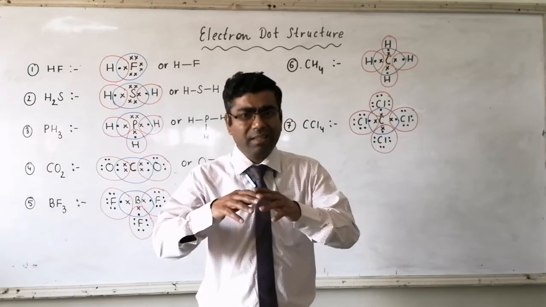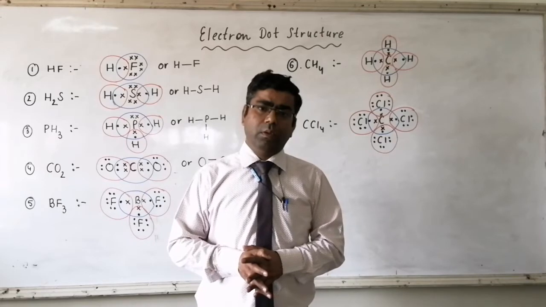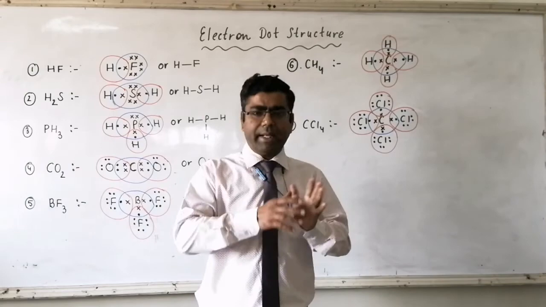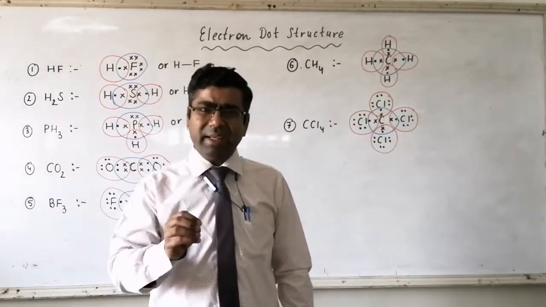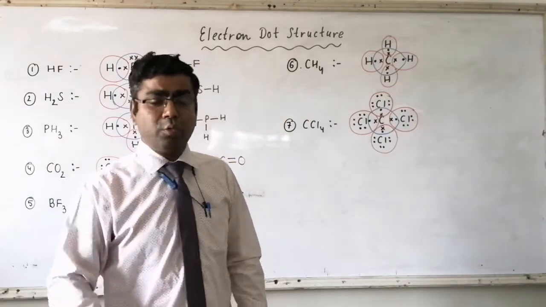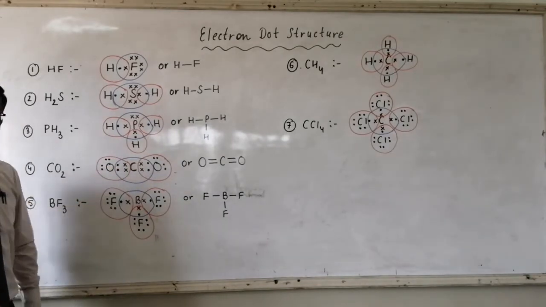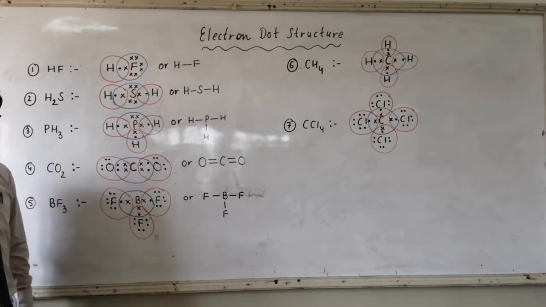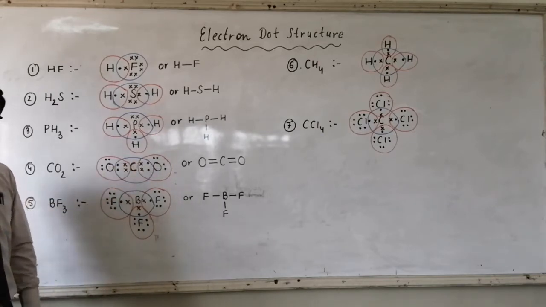And oxygen is a surrounding atom, so oxygen can share its electrons only on one side, where carbon is. So oxygen will share its two electrons with the two electrons of carbon. Here are the two electrons of oxygen represented by dot sign and two electrons of carbon represented by cross sign. Again, two electrons of oxygen by dot sign and two electrons of carbon by cross sign.